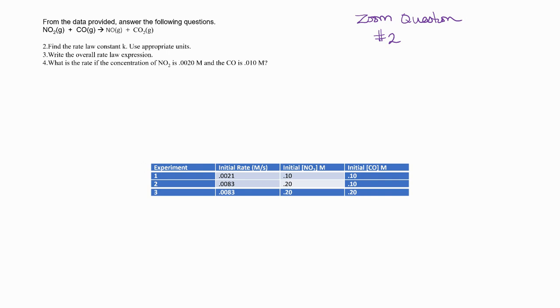No harm in that. Between experiment 1 and 2, these guys are the same. This one doubles. This one goes up 4 times. So with respect to NO2 up here, the rate equals k[NO2] to second order.